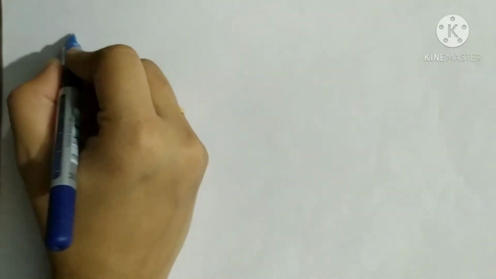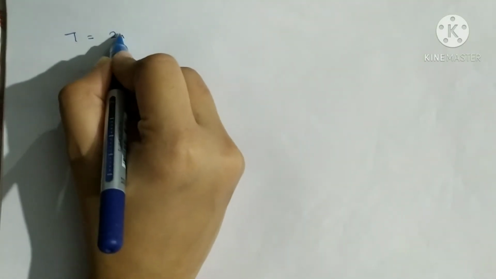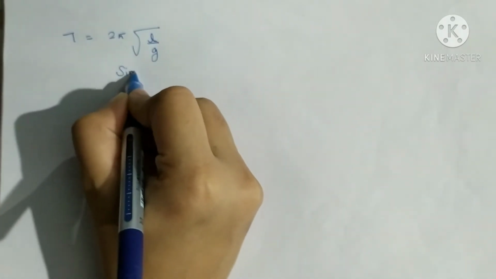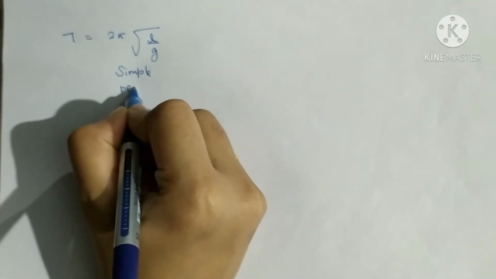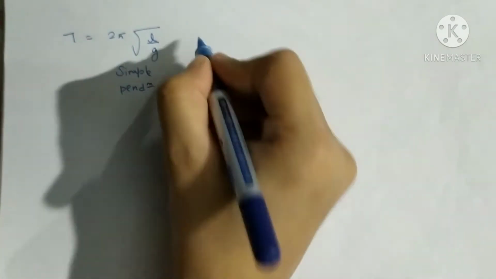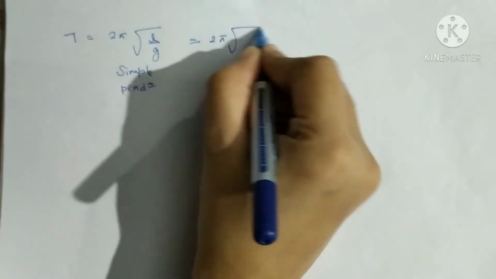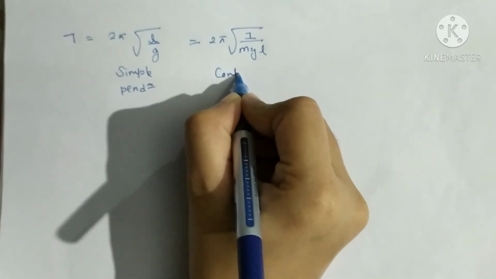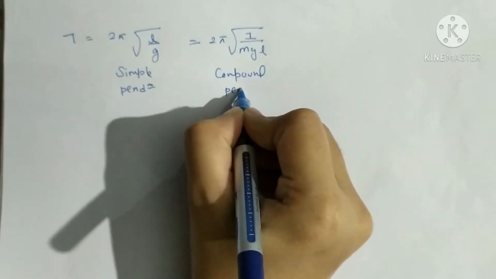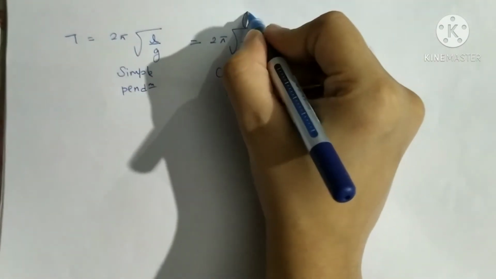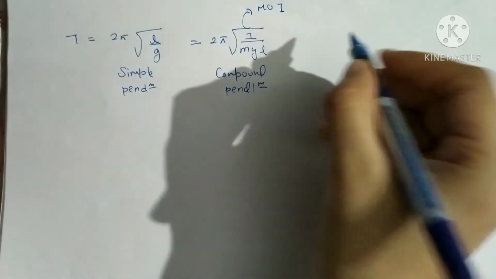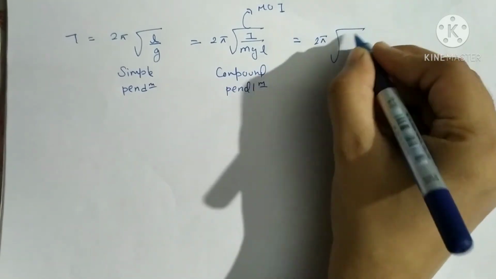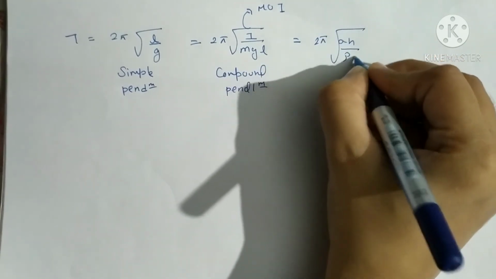Talking more about the formulas, time period is equal to 2 pi under root L by g. This is for simple pendulum. And time period for compound pendulum is equal to 2 pi under root I upon mgl, where I is moment of inertia. Now T is equal to 2 pi under root sigma h upon rho g.